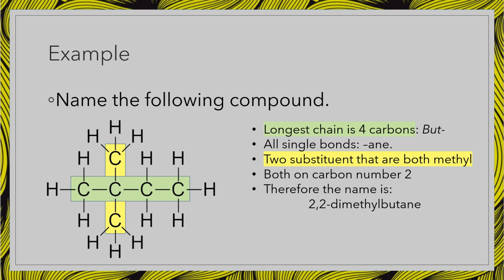If there was one on number 2, one on number 3, it'd be 2,3-dimethylbutane. If there were 2 on 2 and 2 on 3, it'd be 2,2,3,3-tetramethylbutane. Okay, so that's how we figure those out. We need to number every single one of them.